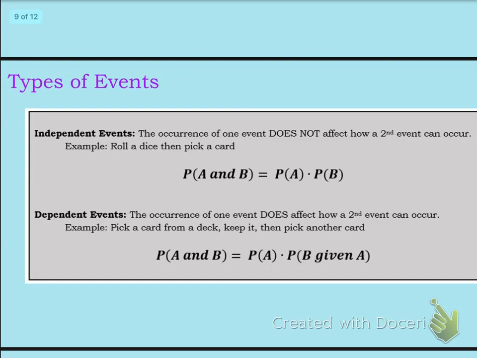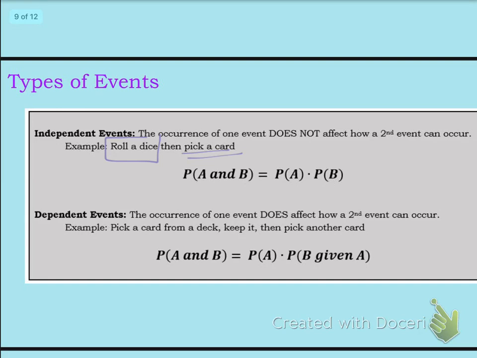Okay, the next things we're going to talk about are two different types of events, independent events and dependent events. Independent events means the occurrence of one event does not affect how the second event can occur. So if you roll a dice and then pick a card, me rolling a dice has no effect on me picking a card because it's not the same thing. They're independent of each other.